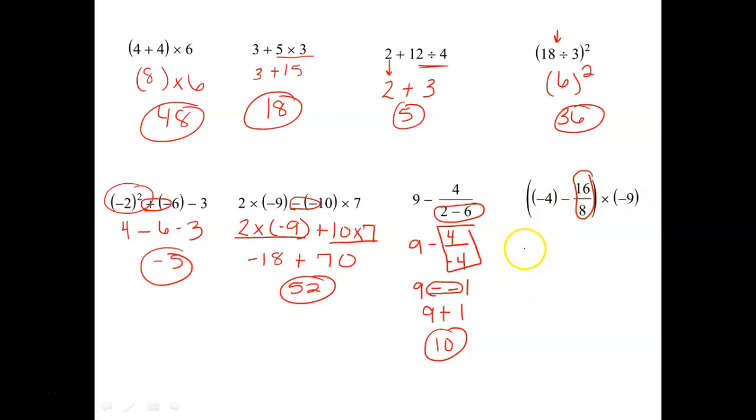So let's rewrite it. In the parentheses first, we have -4 minus 16 divided by 8 is 2. There we go. Times -9. Now we still have parentheses, -4 minus 2 is -6. -6 times -9 is +54.